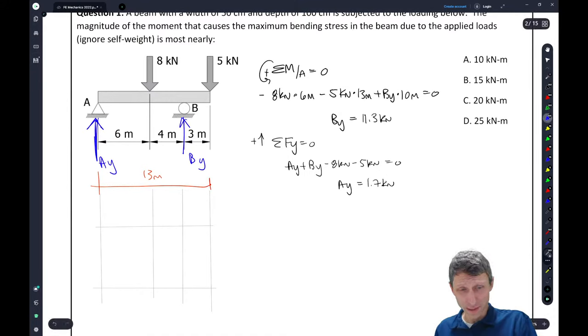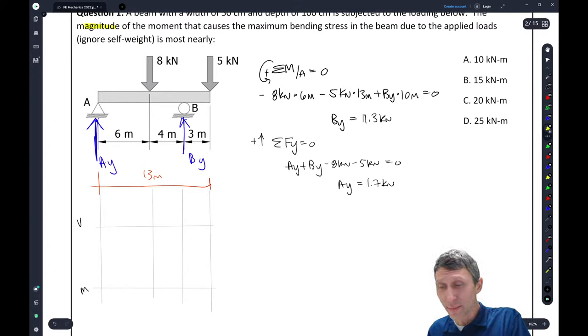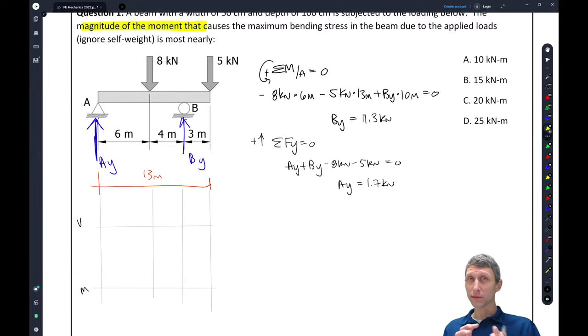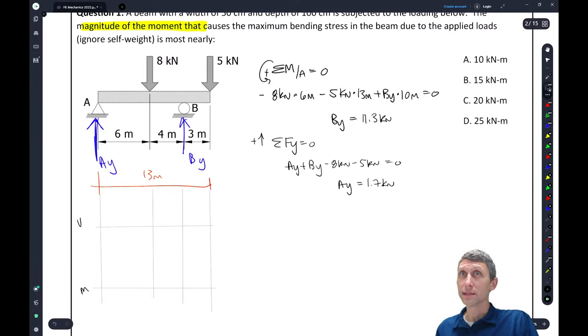But some people like to do things differently. What I want to do here is just a shear and a moment, right? That's what the question asks for. It says the magnitude of the moment that causes the maximum bending stress. So this isn't going to be positive or negative bending. This is the biggest moment. We have a rectangular section, so we don't have to worry so much about the positive and negative aspect of this. The biggest moment is going to cause the biggest bending stress.